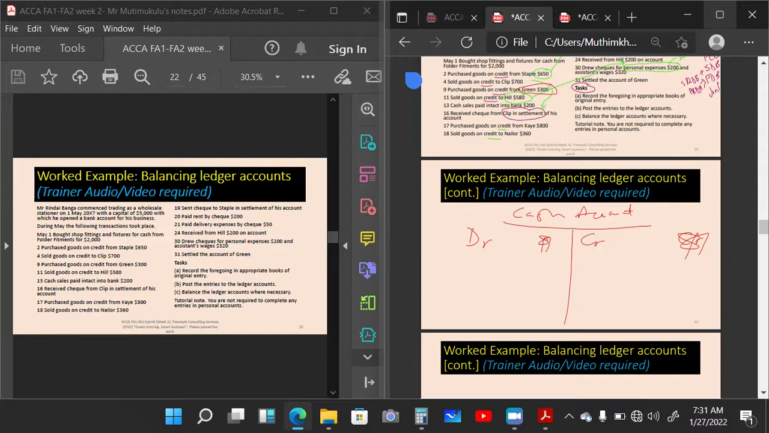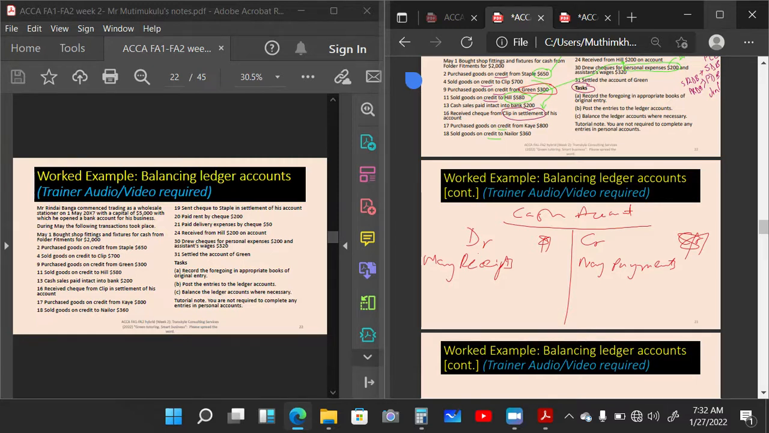Okay, so in the cash account, remember we've got the receipts and payments. All the receipts are going to be put on the debit side. So here, all May receipts, and here all May payments. We have done this already, but we want now to balance.